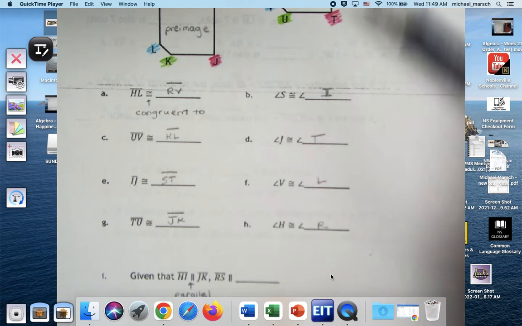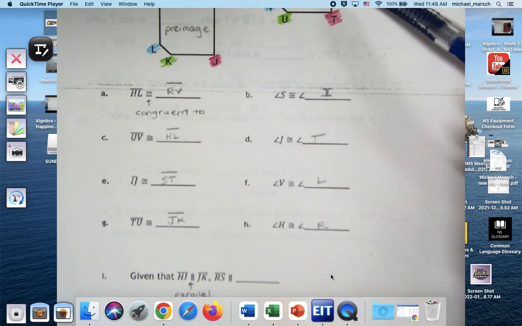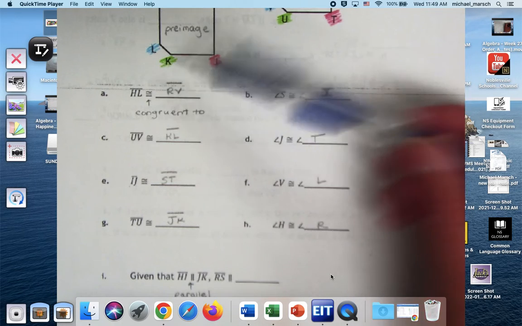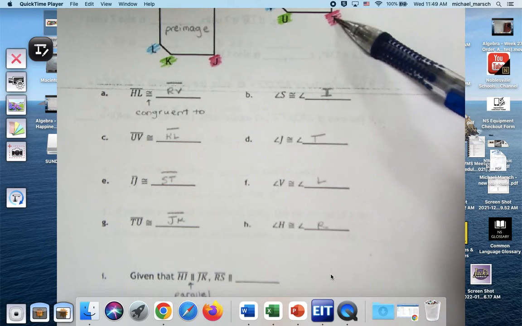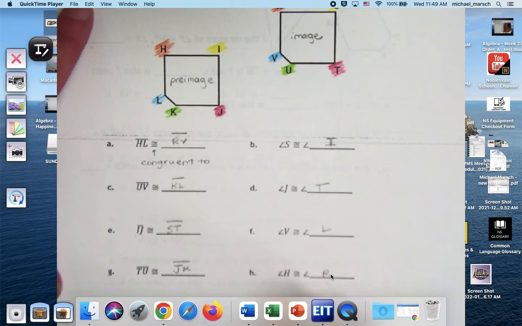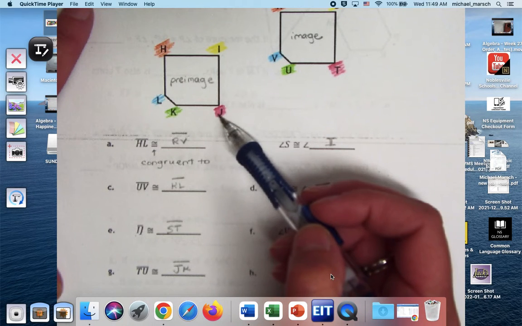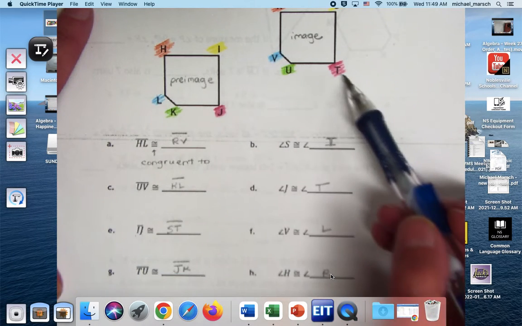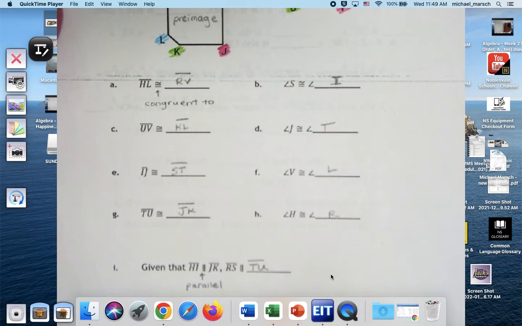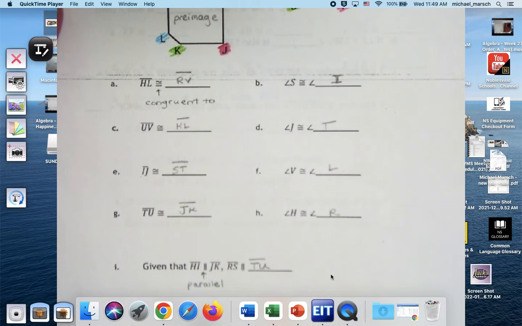Then RS is parallel to what? If HI is parallel to JK, RS is going to be parallel to TU. Yep. Right? HI, JK goes red, green, TU goes blue. And that tells us that these pentagons are congruent.